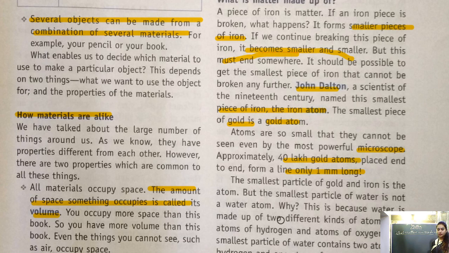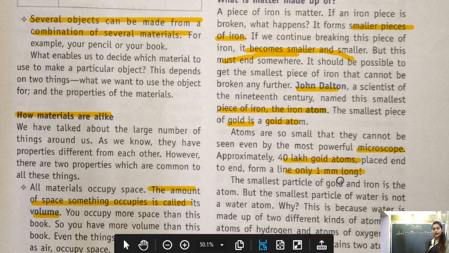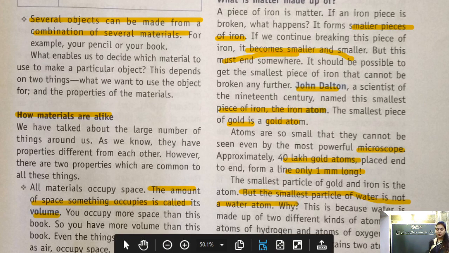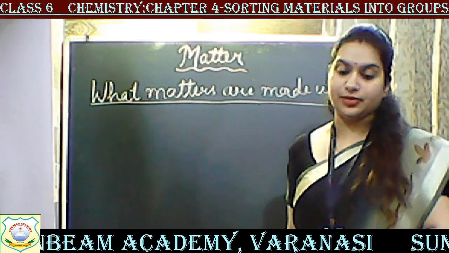Now, the smallest particle of gold and iron is atom. But the smallest particle of water is not a water atom. Why? Now this is very interesting, children. For gold, iron, aluminium, we call the smallest piece an atom, but why do we not call the smallest piece of water an atom? Now let's see why we are not saying the smallest piece of water is an atom.